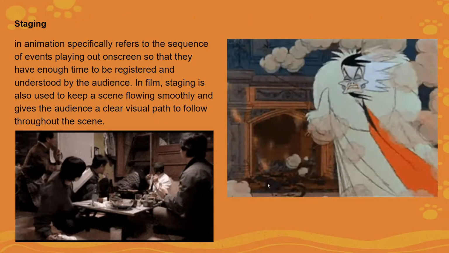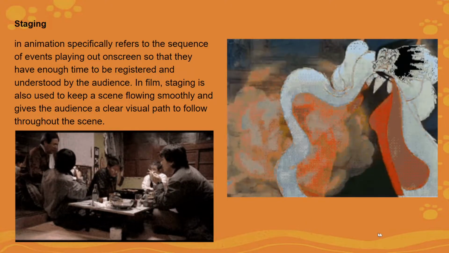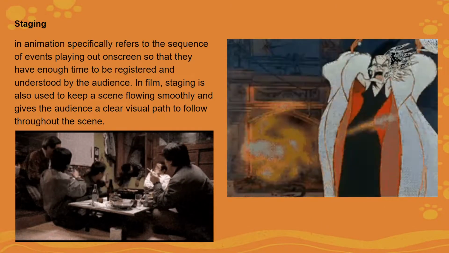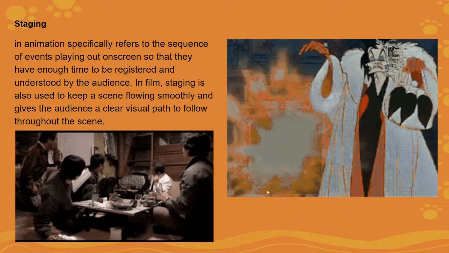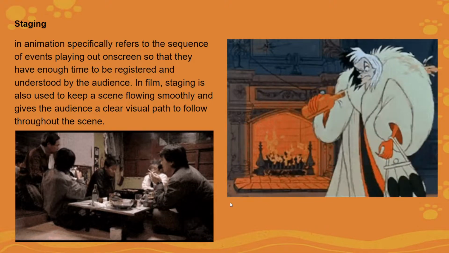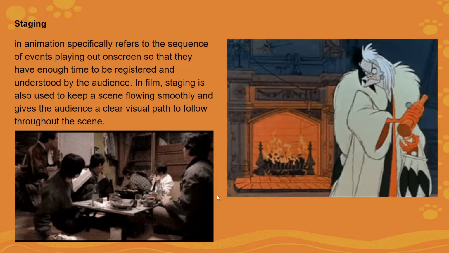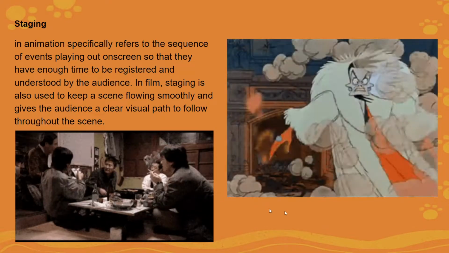Okay. The next principle we can have a look at is called staging. In animation specifically, this refers to the sequence of events playing out on screen so that they have enough time to be registered and understood by the audience. In film, staging is also used to keep a scene flowing smoothly and gives the audience a clear visual path to follow throughout the scene.